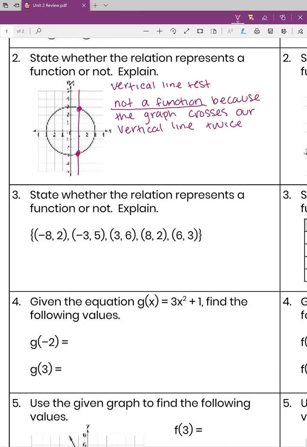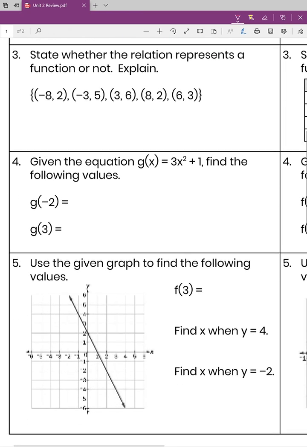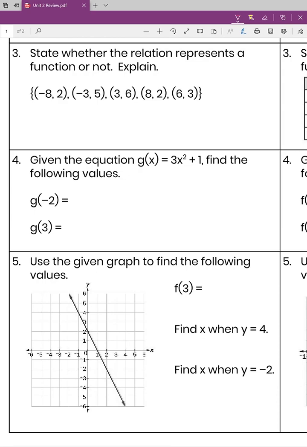So let's look at number 3. Number 3 says state whether the relation represents a function or not. Just like on number 1, we have our points listed and we're checking if the x values repeat. So let's circle all of our x values. Okay, these are all of our x values. Now we're seeing if any of them are the same. We have a -8 and a +8, so those are different. We have a -3 and a +3, those are different. And then we have a +6. Since they are all different x values, this is a function.